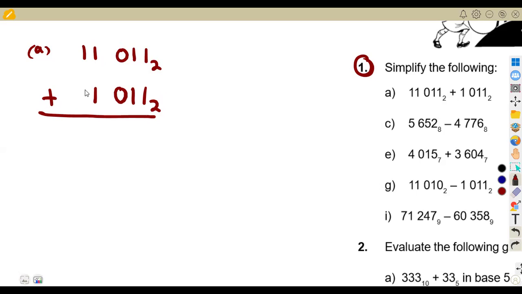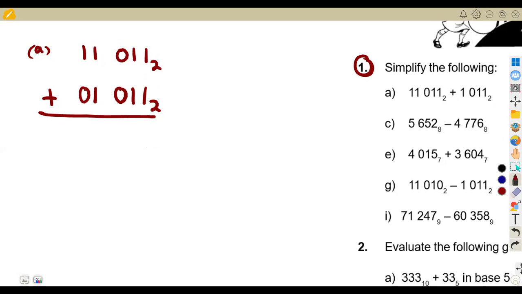There's a 0 there, so just place a 0 as a placeholder. Let us add 1 plus 1, that is 2. The 2 that we are obtaining is the same as the base. It is impossible for us to write 2 in base 2, because we are in base 2. So this is impossible for us to write.